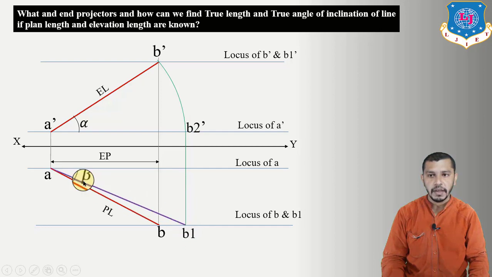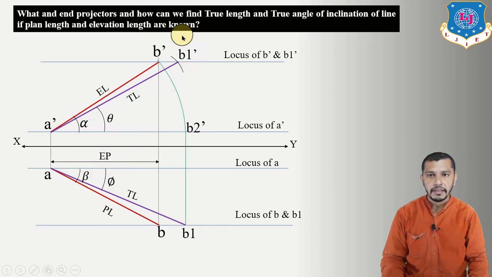Now connect b1 to a, we will get the true length, which is inclined at an angle of phi to the XY reference line, and phi is the angle of inclination of the line with the vertical plane. Now measure this true length ab1, put your rounder on a dash, that means take a dash as a center and give an arc on the locus of b dash. We will get b1 dash here. Now connect b1 dash to a dash. This will be our true length inclined at an angle of theta. So theta is the angle of inclination of the line with the horizontal plane, and theta and phi are also known as the true angle of inclination of the line.